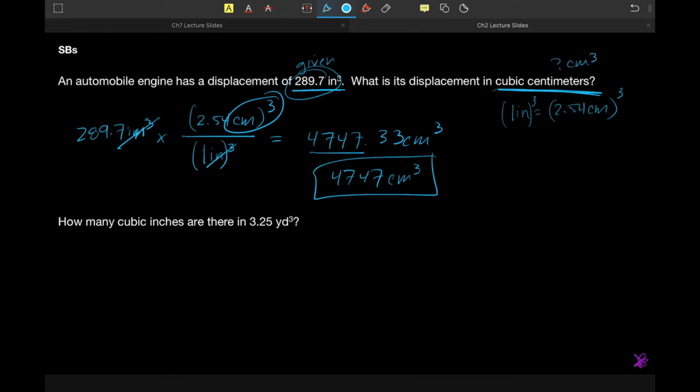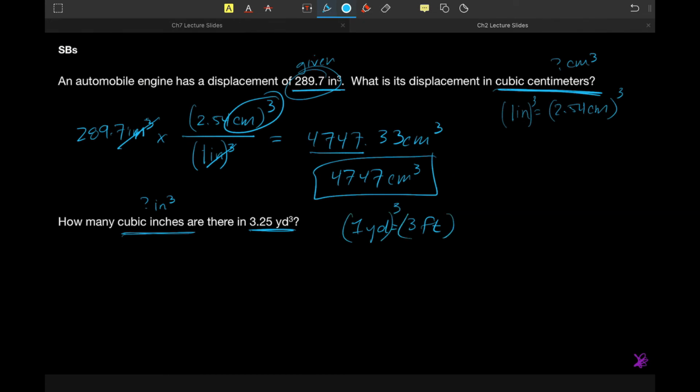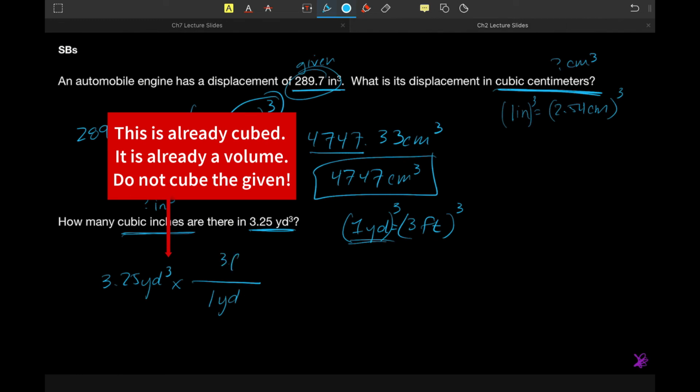Okay, how many cubic inches? So how many inches cubed are there in this many yards cubed? So again, going back to life things we should know, 1 yard is equal to 3 feet. Now, if I am going to talk about this in 3 dimensions, I'm going to have to cube each of these conversion factors. So, starting with my given, 3.25 yards cubed. Now, 1 yard, 3 feet, cube each of those.